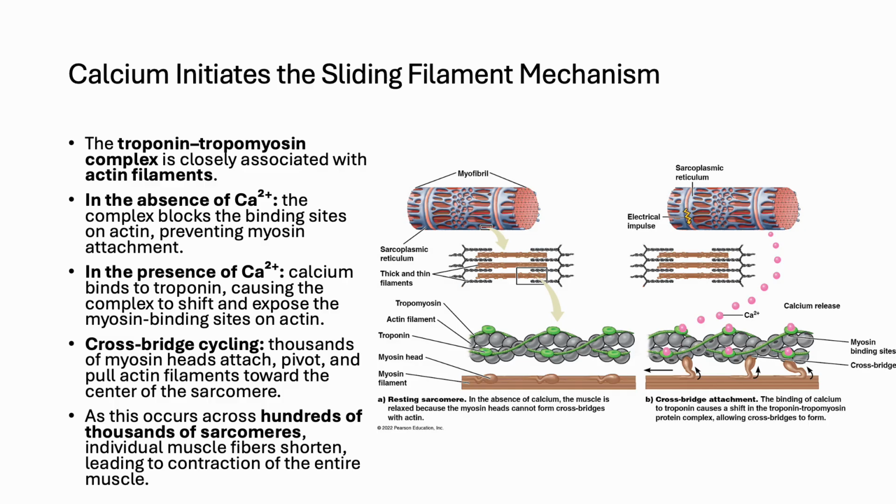The role of calcium here is very specific. In a relaxed state, the troponin-tropomyosin complex blocks the binding sites on actin, preventing myosin from attaching. When calcium floods in, it binds to troponin, causing the complex to shift and expose those binding sites. Now myosin can grab hold of the actin and start cross-bridge cycles. Imagine this happening across hundreds of thousands of sarcomeres simultaneously. The result is a powerful, coordinated muscle contraction.